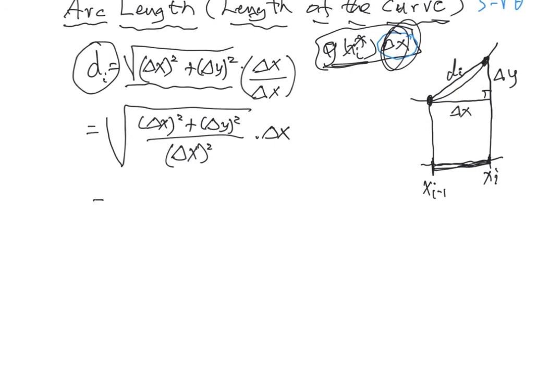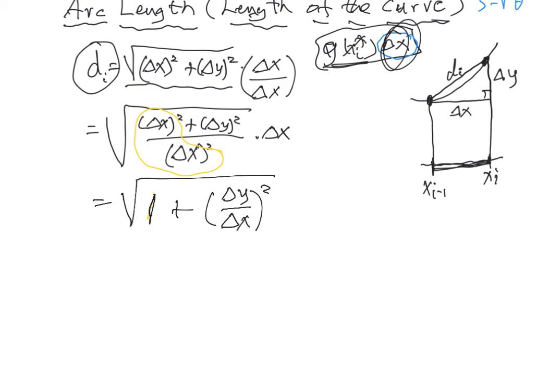Let's simplify that radical. I can write it as 2 fractions. Let me do this in yellow. This fraction right here, hopefully you can recognize as 1. Delta x squared over delta x squared. Let's go back to black for the details. And then I have delta y over delta x squared. I can pull the square out of those things and write it like that.